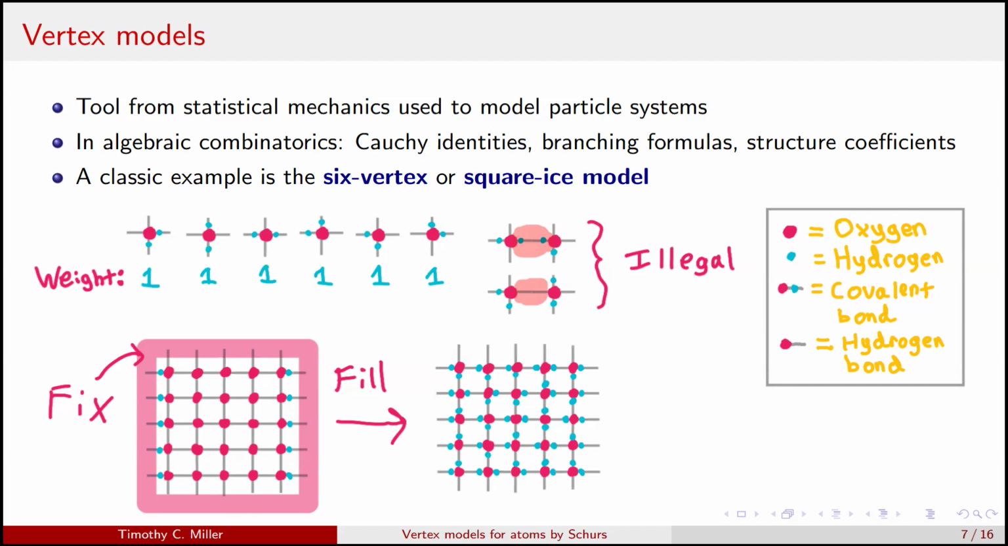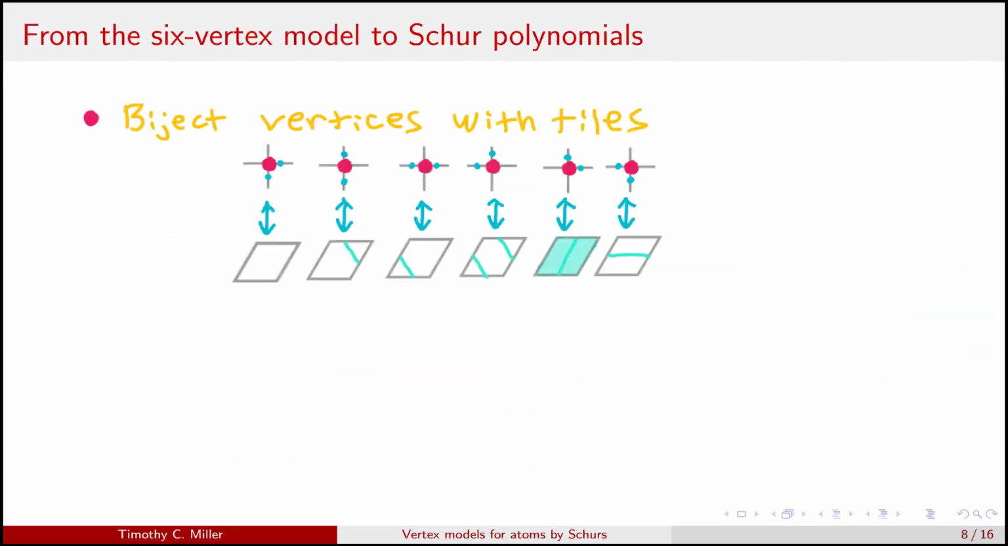But then you can give all kinds of different weights to vertices in the six-vertex model. For example, we can get the Schur polynomials. And we're going to draw them like this. These vertices, if you impose those rules that we had before, they're just in bijection with these tiles, where we want to glue them together so that blue lines match along edges. And we'll give them these weights.